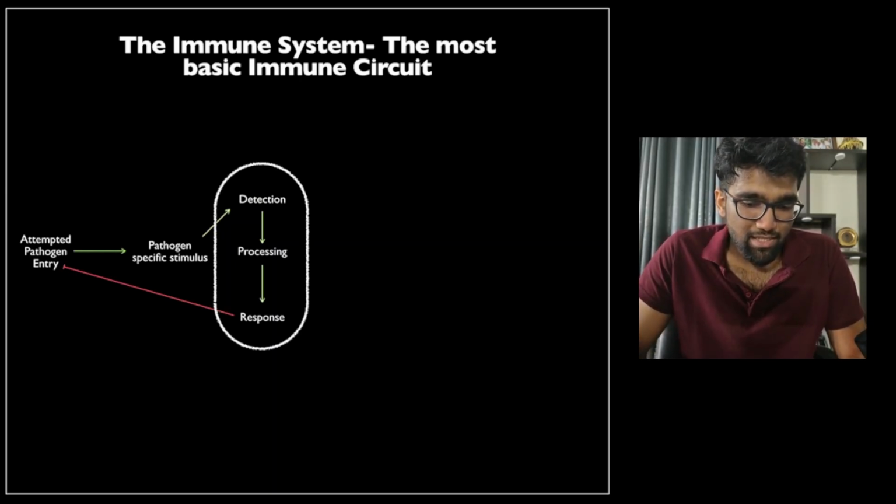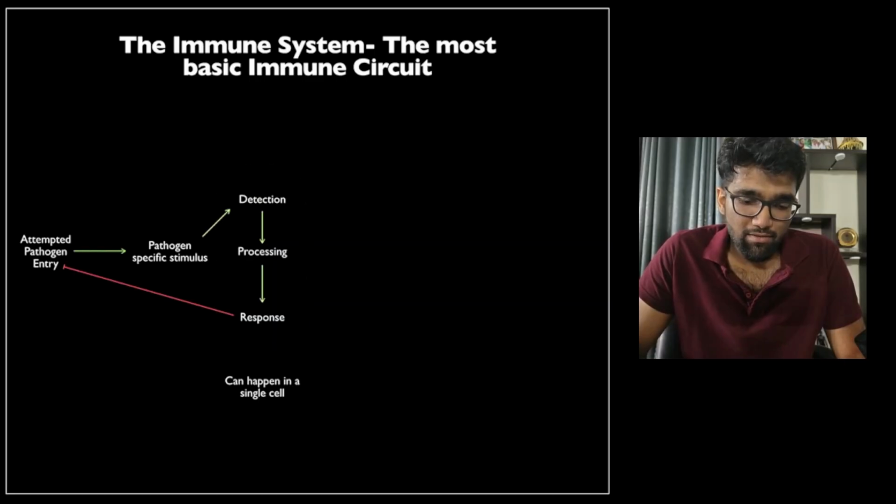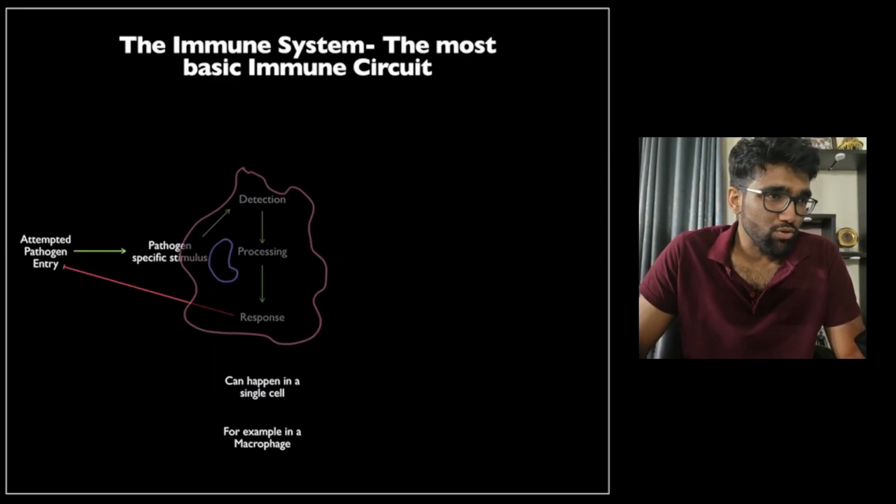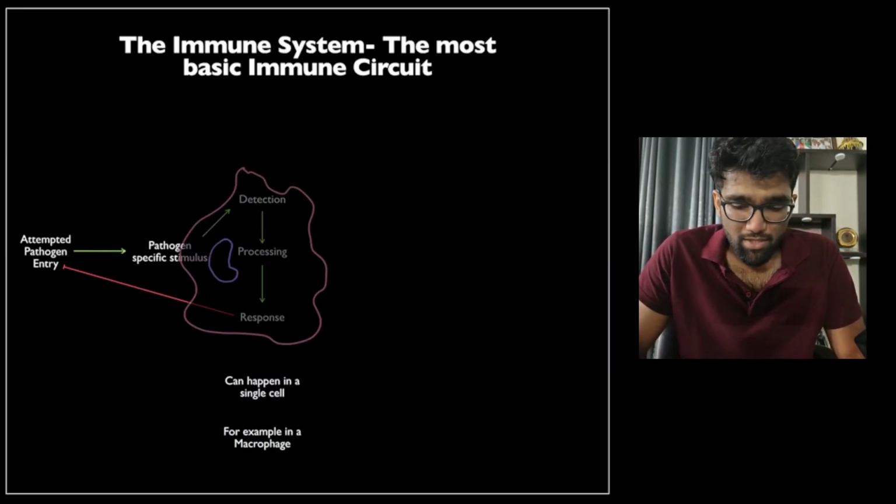And essentially, the detection, processing, and response, all of those can happen within one single cell. So if it happens within one single cell, for example, if I was to replace this with a macrophage, this would be the most basic immune response that exists. And this is actually evolutionarily conserved even in non-chordate organisms. So this is the most basic mechanism, and this is fairly simple.